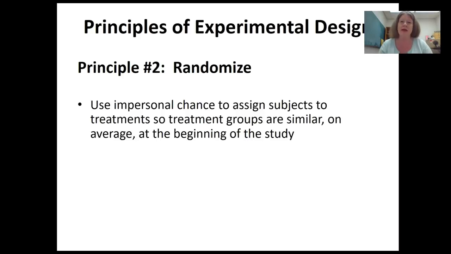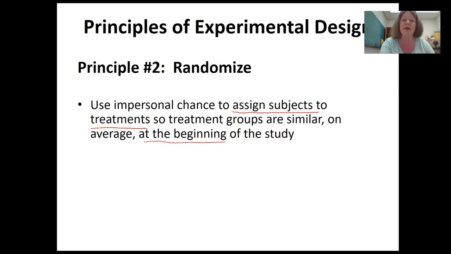So when we say that we randomize in an experimental design, it means that we're using impersonal chance to assign subjects to treatments. So this is all about how we're assigning subjects to treatments. So we assume to begin with that we've obtained a random sample or a representative sample of the population.